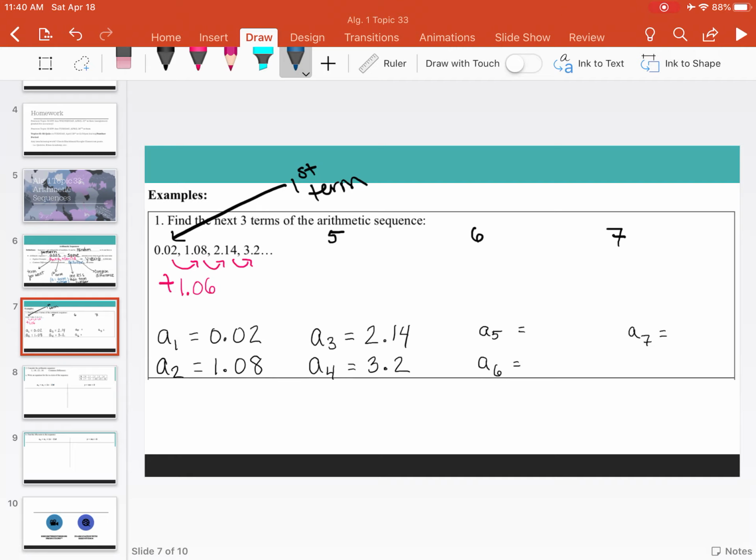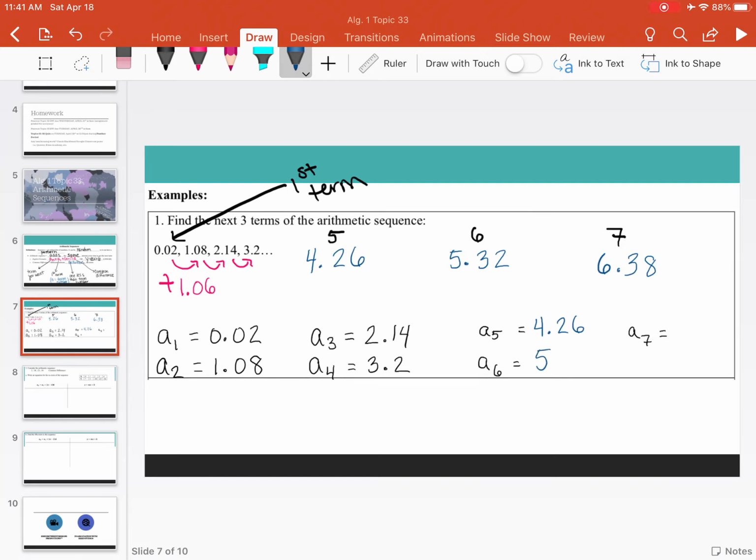So our fifth term is going to be 3.2 plus 1.06, which is 4.26. 4.26 plus 1.06 gives us 5.32. 5.32 plus 1.06 gives us 6.38. So those are our last three terms. I shouldn't say last, our next three terms. So I can fill them in here.